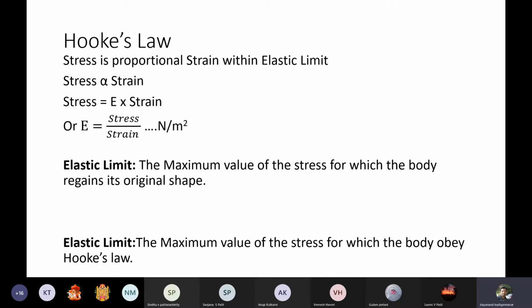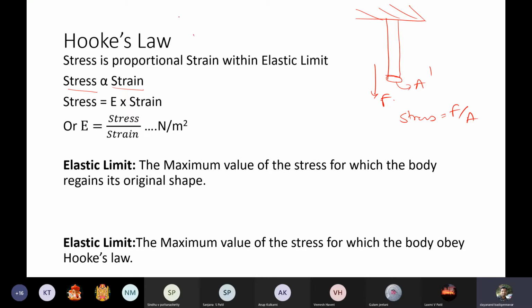So in elasticity, we study Hooke's law. Hooke's law states that the stress is directly proportional to strain. Stress means I have a material, and if you apply the force F, and this is the cross sectional area A, this wire which is circular in shape, then I can write the stress as force per unit area.